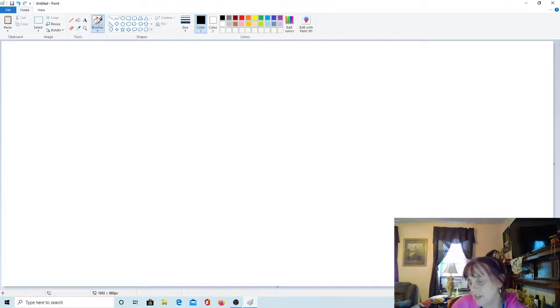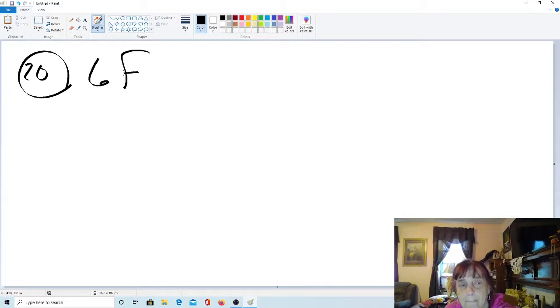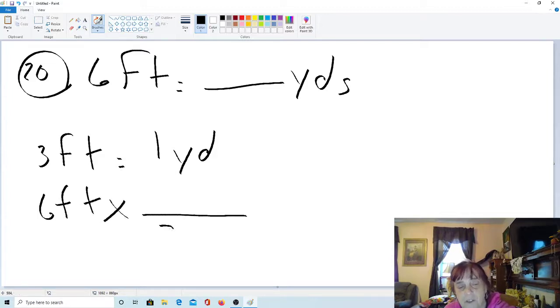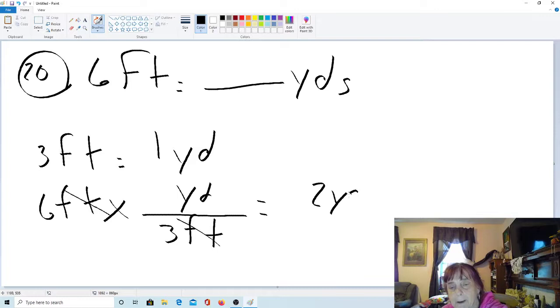Okay, 6 feet is how many yards? That's number 20. Okay, 3 feet is 1 yard. So 6 feet divided by 3 feet per yard, the feet cancel, and you have 2 yards. So it's 2 yards.